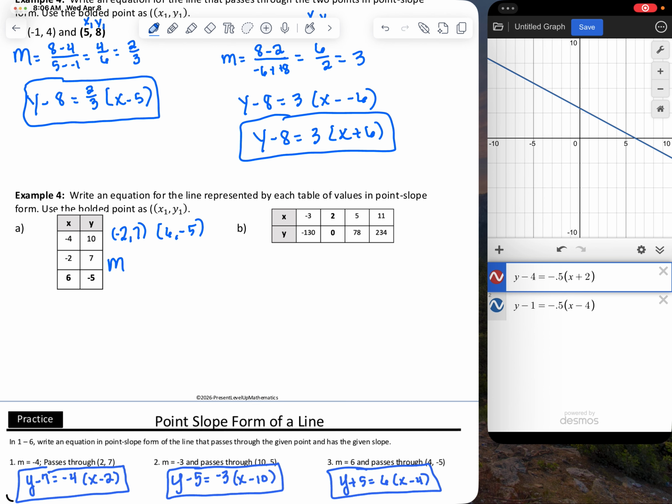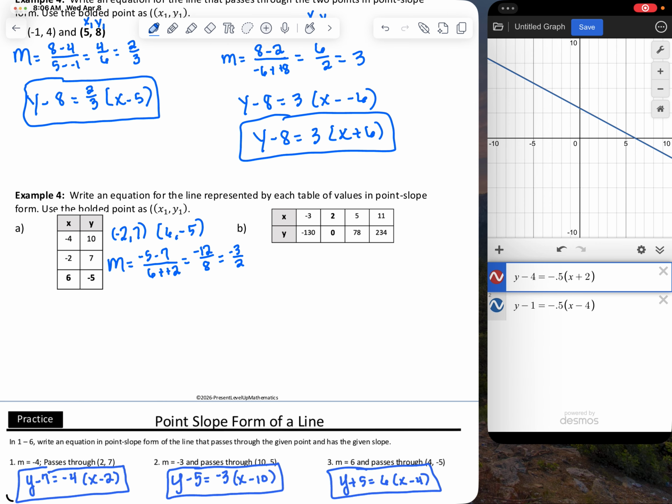So I'll say slope equals y2, which is negative 5, minus y1, which is 7, over x2, which is 6, minus x1, which is negative 2. So this would be negative 12 over, this is plus 8. Those will both divide by 4. So negative 3 over 2 is our slope.